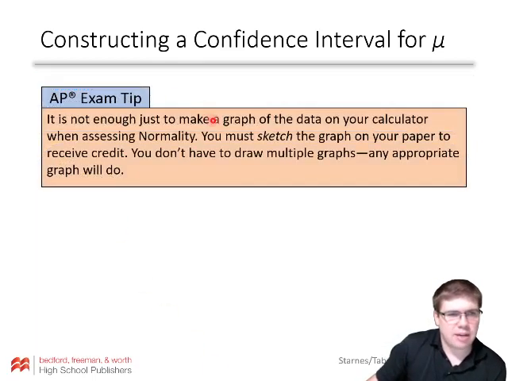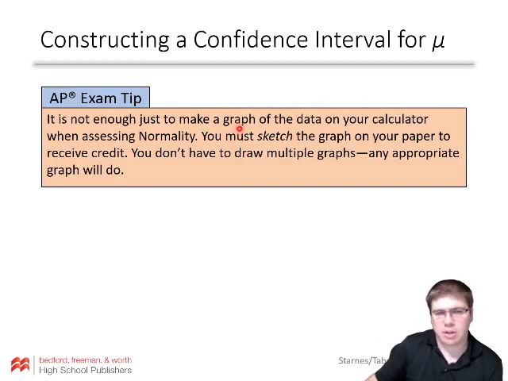Note, it is not enough just to make a graph of the data on your calculator when assessing normality. You can't just say, I looked at my calculator. You have to actually sketch that graph on your paper to receive credit, to show, yeah, here it is. It doesn't have a strong skew or outliers. Just any one appropriate graph. A lot of times the easiest one to draw is a box and whisker plot. It's just, you know, the box and the whiskers. It's pretty easy. But showing a graph will sometimes be a requirement.